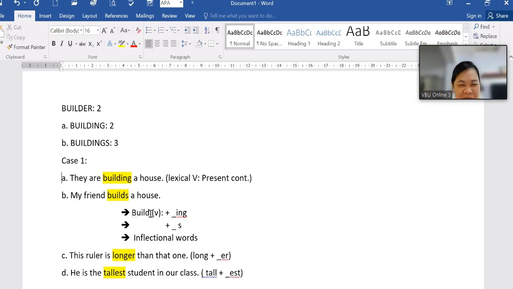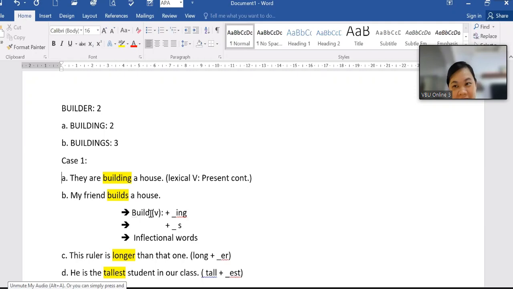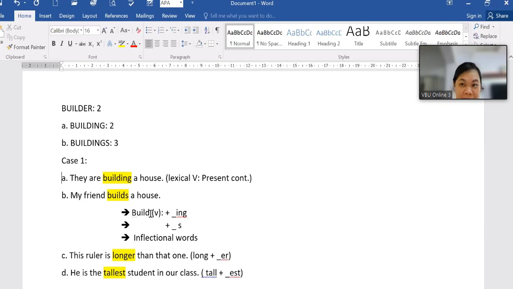And sentence A and sentence B, do they change the meaning of build? Yes or no? No. They keep the meaning. So how about the form? Build.